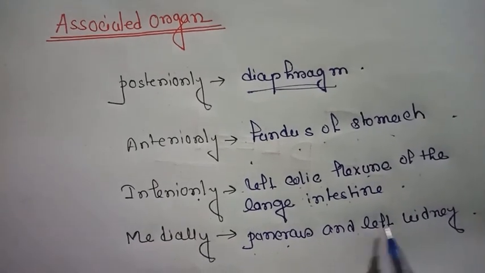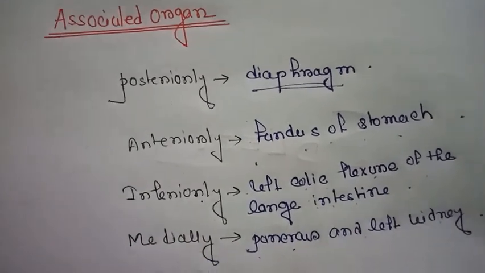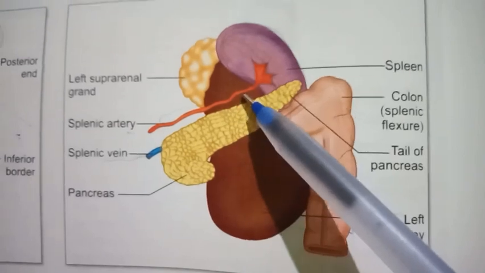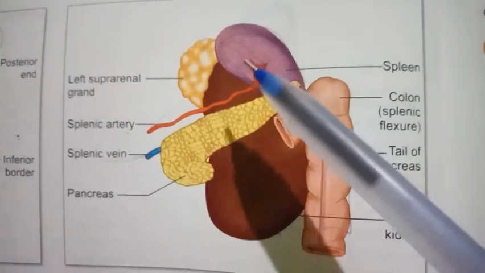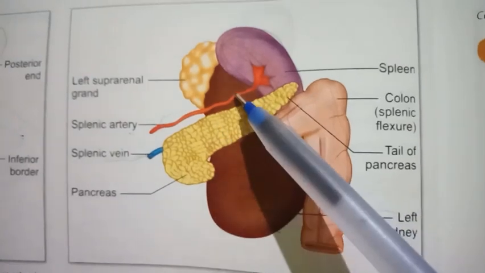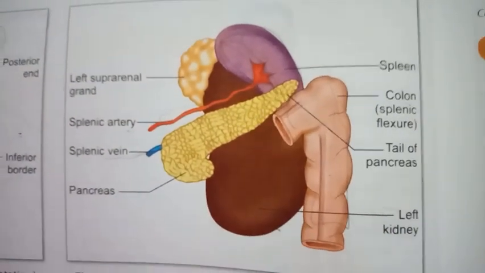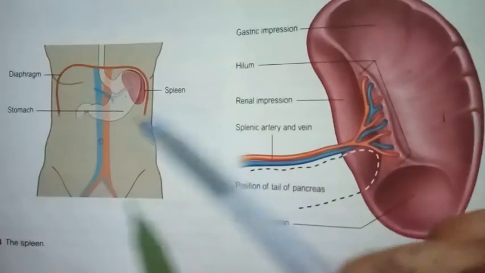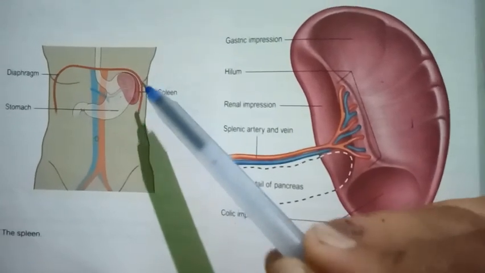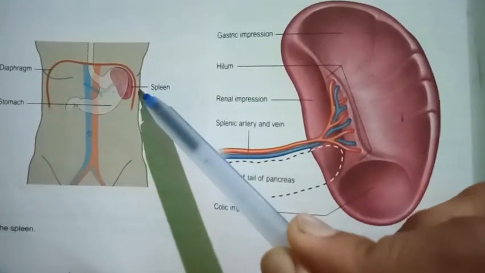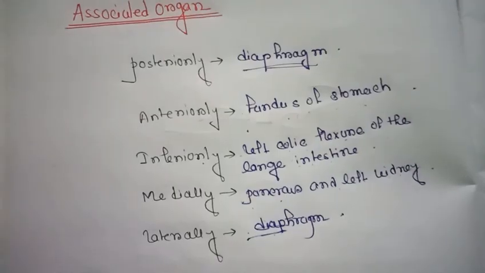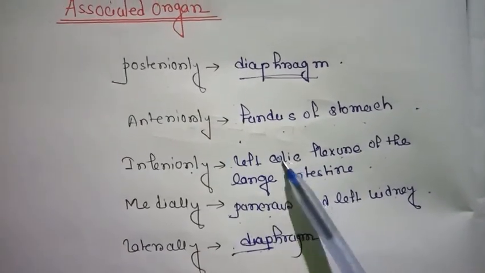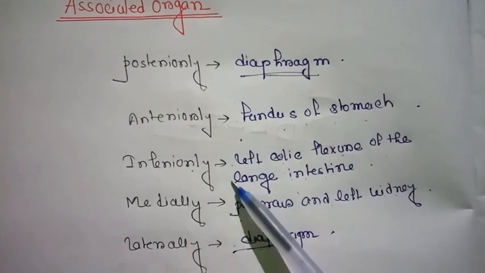Medially the pancreas and left kidney are present. Medially means on the middle side. Let's see the picture. In this picture this is the spleen, this is the left kidney and this is the pancreas, and on the medial side of the spleen the left kidney and pancreas are present, and laterally the diaphragm is present. So on the lateral side the diaphragm is present. It is very important. It will come in the exams. The question is: write down the associated organs of the spleen.